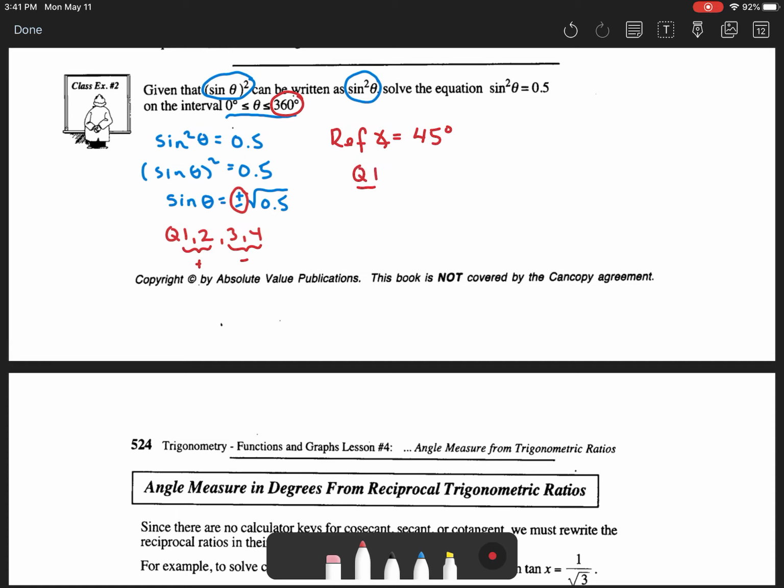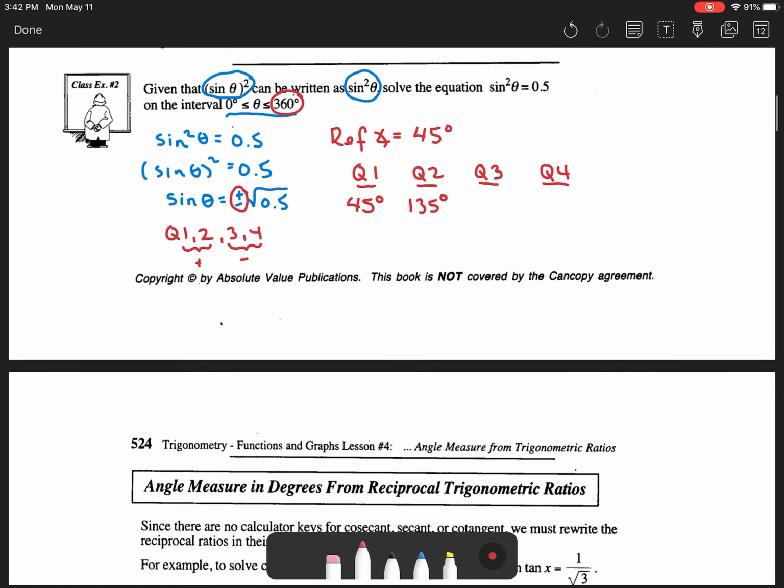Now I'm going to take that reference angle into all of my, in this case, 4 quadrants to determine the solutions. So I'm just going to write down Q1, Q2, Q3, Q4 for all the quadrants. Now in quadrant 1, we like quadrant 1 because the reference angle and rotation angles are the same. So 45 degrees is going to be an answer in quadrant 1. In quadrant 2, you're going to go 180 degrees minus the 45 degrees. That's 135 degrees. In quadrant 3, 180 degrees plus the 45 degrees. That's 225 degrees. And then in quadrant 4, 360 degrees minus 45 degrees. That leaves you with 315 degrees.